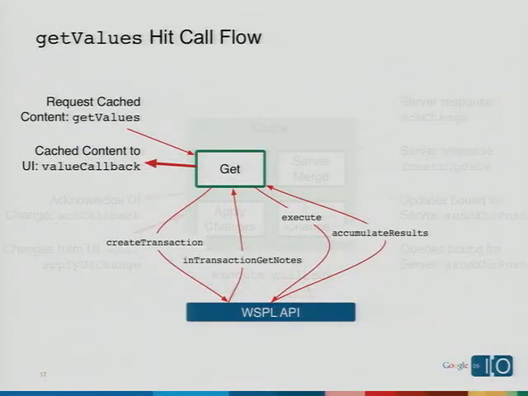So let's talk about the data flows through the cache in a little more detail. This is the case of getValues, so your basic, give me something out of the cache query and get a response. The basic idea is the UI will call into the cache to obtain, say, a note or a list of notes. And there's a whole sequence of WSPL calls or HTML5 calls, as the case may be, that are required to implement that.